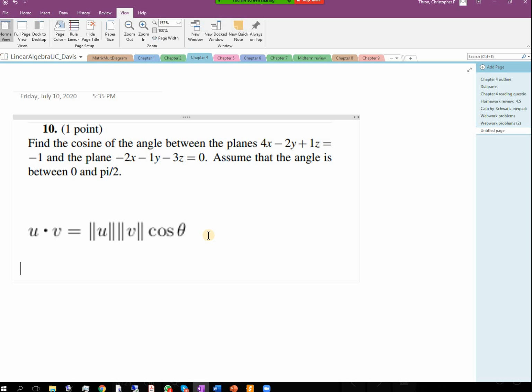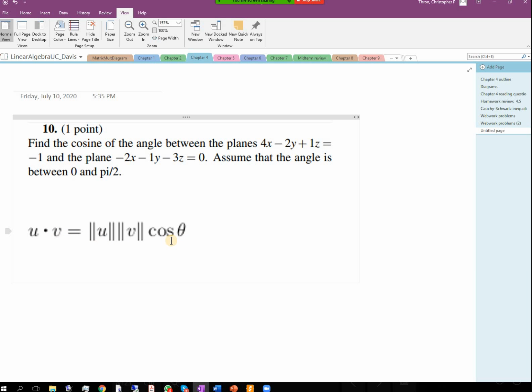We certainly need to find some vectors. That's the key here. If we can find the right vectors u and v, we can find the cosine. So the question is, what are the vectors that we want?